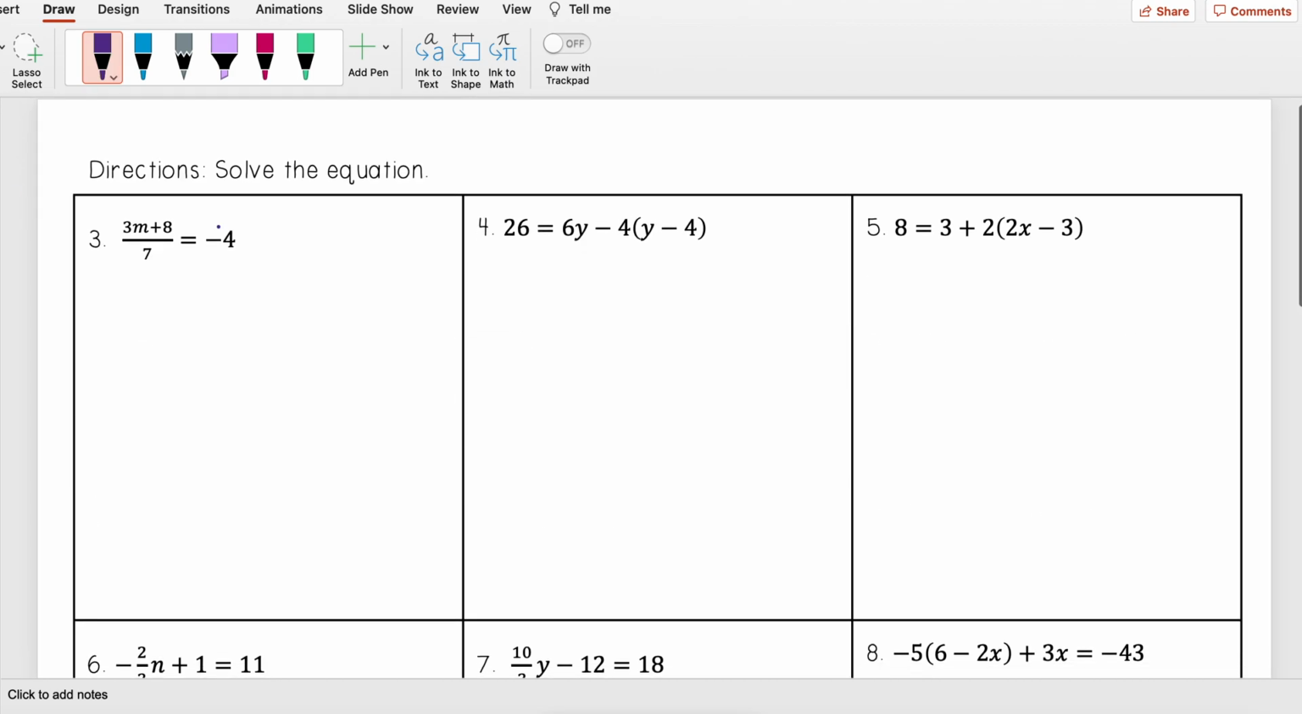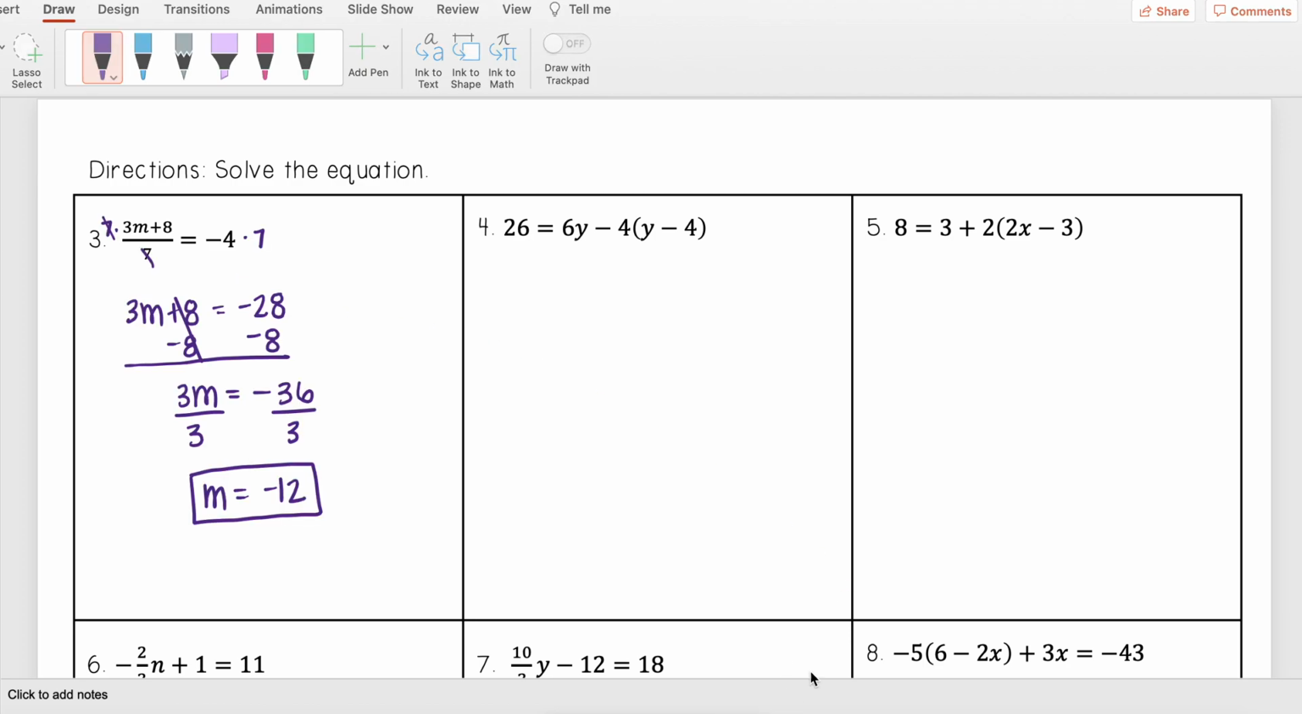Okay, go ahead and pause the video. I want you to try and do number 3 on your own. So the answer you should have gotten here was m is equal to negative 12. First step here is I went ahead and multiplied both sides by 7 to get rid of that fraction. And then I subtracted 8 from both sides and divided by 3.